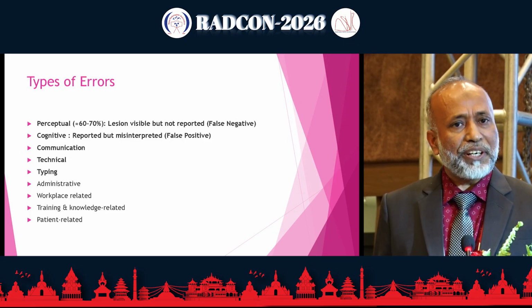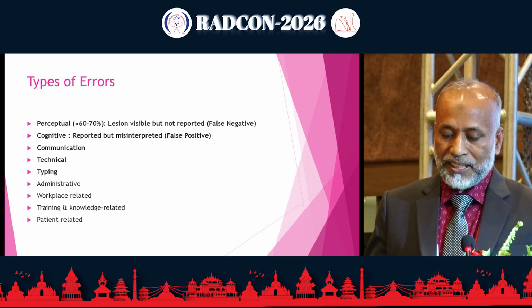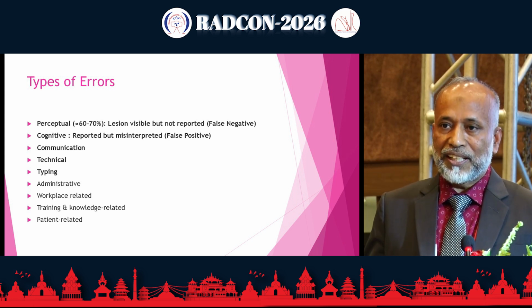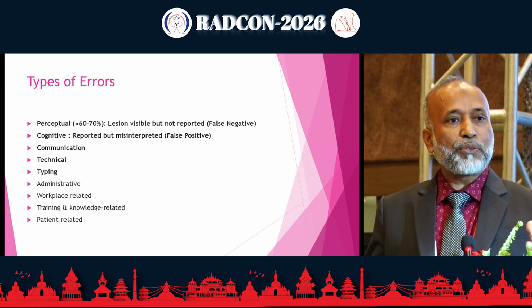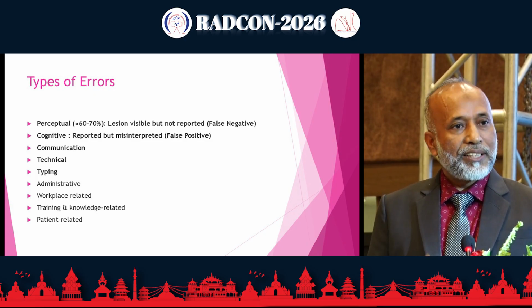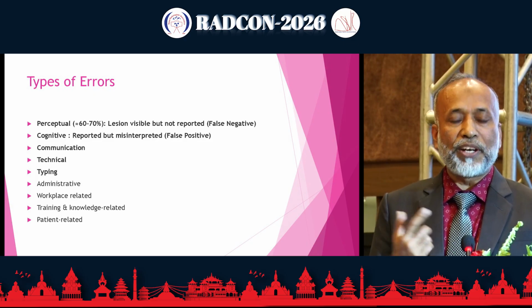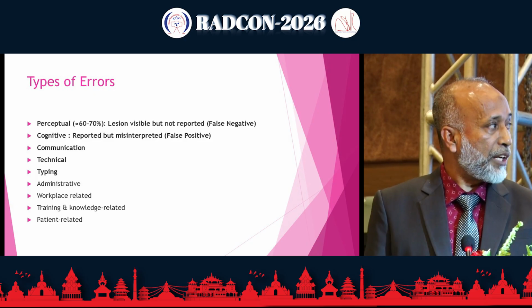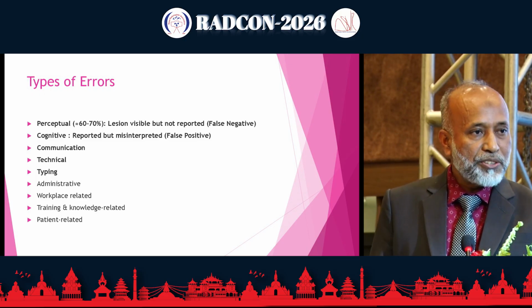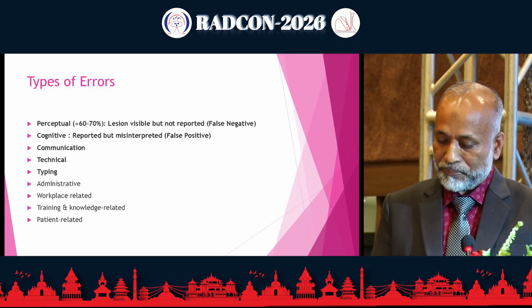Among the different types, the perceptual error is the most common, around 60%. The lesion is visible in the film, but the radiologist misses it. The lesion is there, but we fail to perceive it. In cognitive error, the lesion is detected by the radiologist, but the brain fails to interpret it, giving a wrong interpretation. There are other errors like communication error, typing error, administrative error, and knowledge-related error. But the most common are perceptual and cognitive.